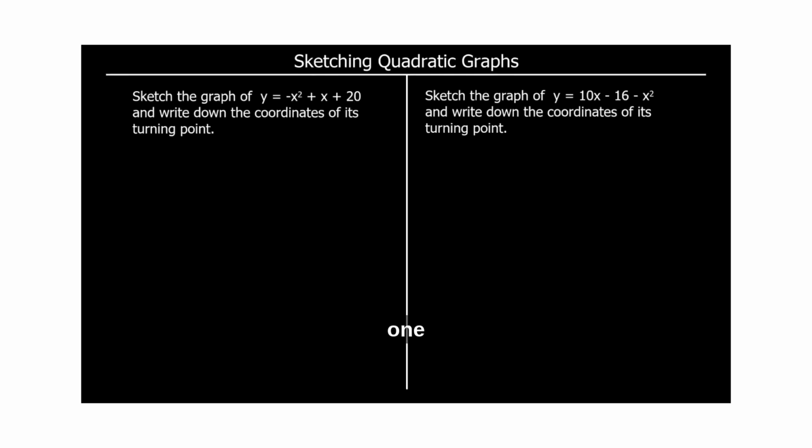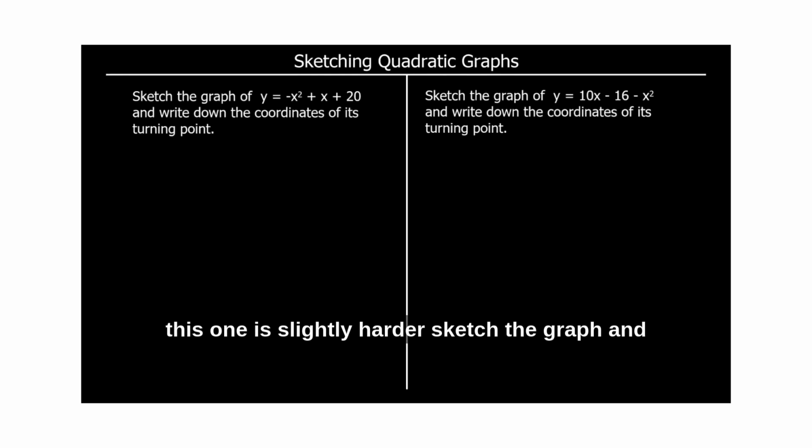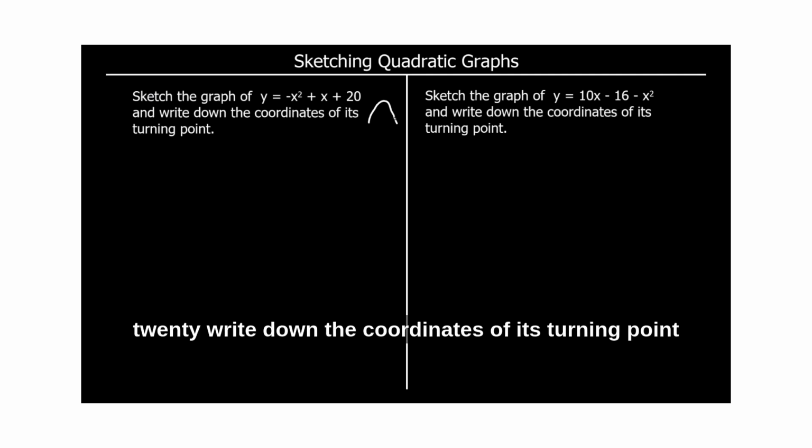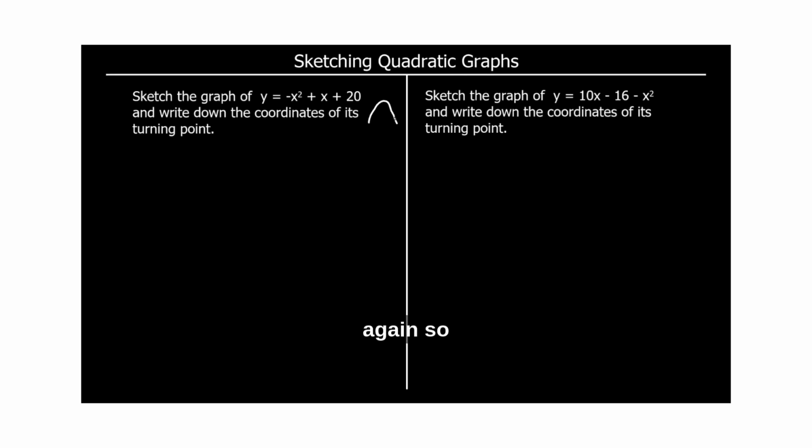Another one. This one is slightly harder. Sketch the graph of y equals negative x squared plus x plus 20. The negative quadratic is going to take that sort of shape. Write down the coordinates of its turning point again. So when x is 0, what do we have? Y is 20. So it goes through 0, 20.